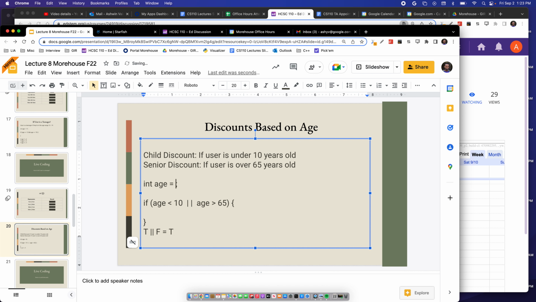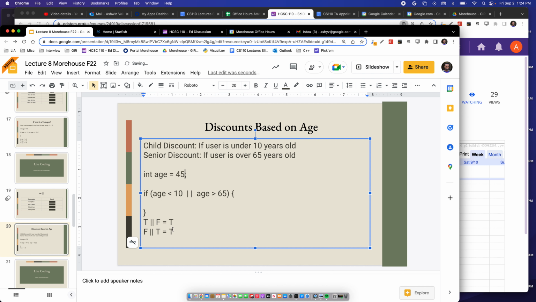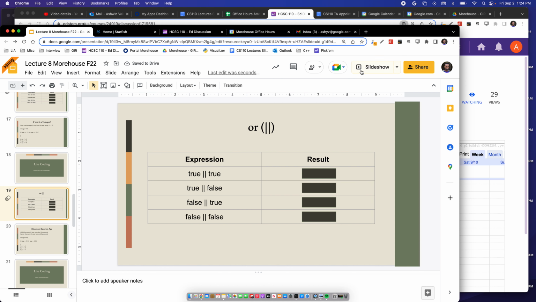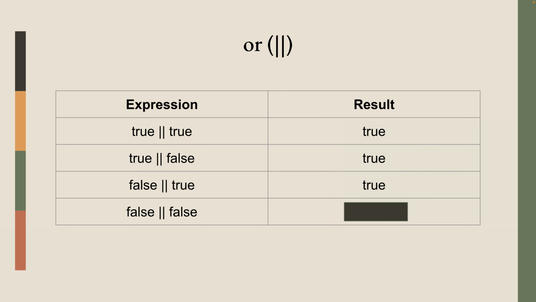How about if the user is 72? The first case is false. Second case? True. And should we give the discount? Yes. How about something where it's 45? Is 45 less than 10? Is 45 greater than 65? Should we give a discount? False. Okay. So putting it back in the table, we didn't have the true case, but what would you guess that would be? True. True or false? True. False or true? True. False or false? False.